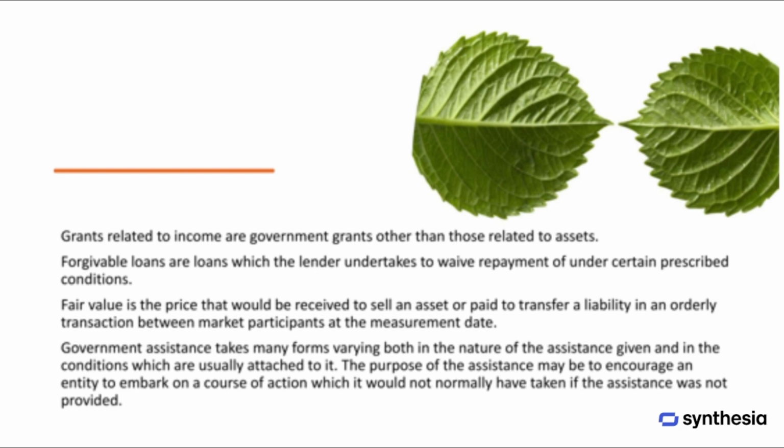Another form of support is what's called a forgivable loan. This is a loan where the lender agrees to cancel repayment as long as the business meets certain conditions. When measuring government support or any related transactions, the term fair value is often used, which simply means the price that would be received to sell an asset or paid to transfer a liability in a normal market-based transaction at a specific point in time.